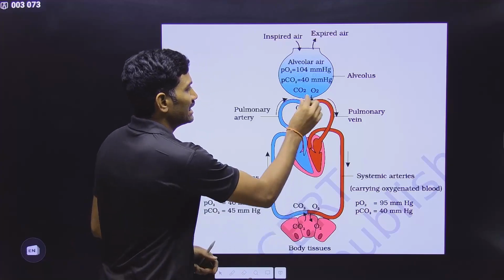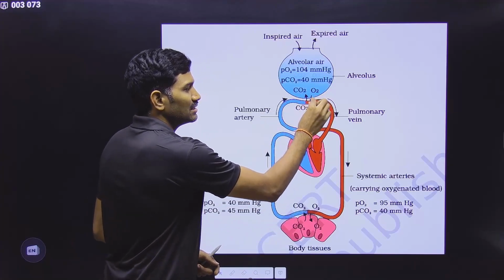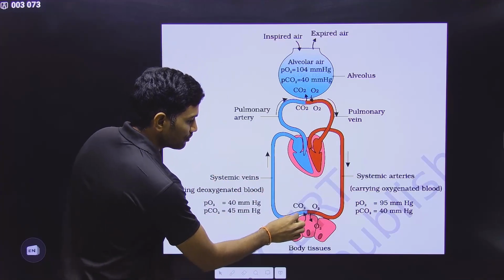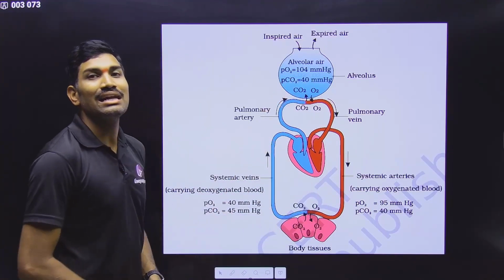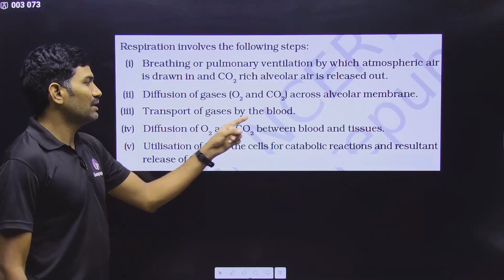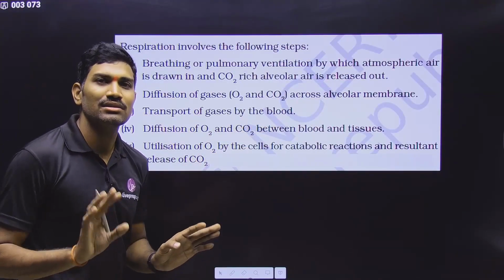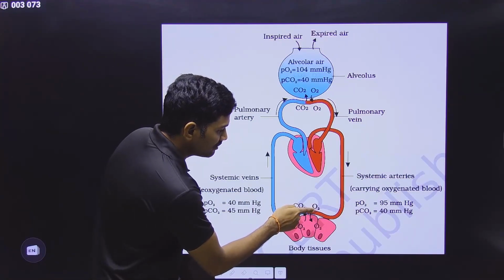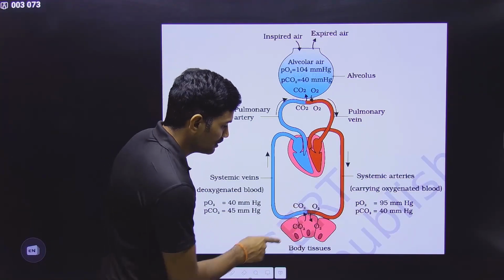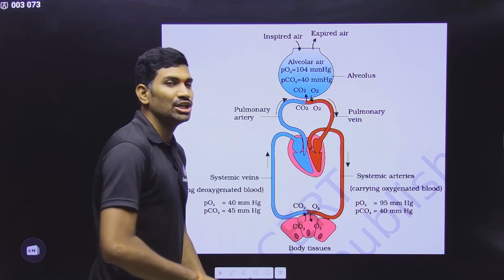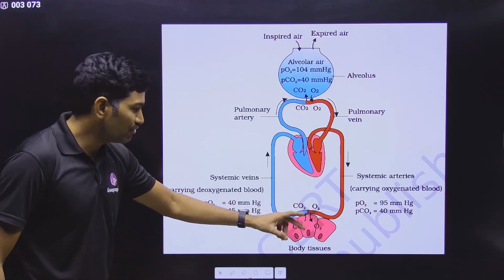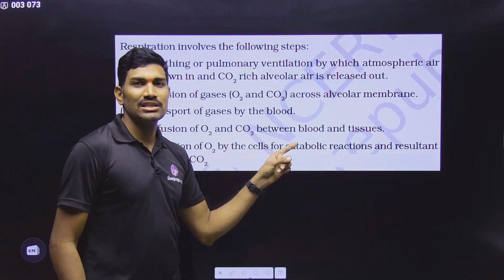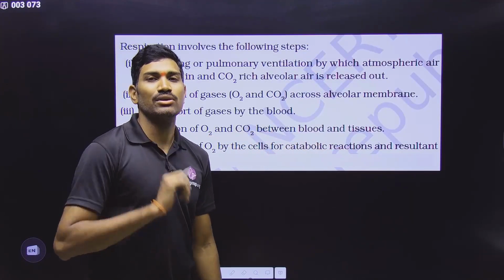Next point they are saying is transport of gases. That means oxygen from the lung is carried to the body parts and CO2 from the tissues is transported to the lungs. This is the third step, transport of gases by the blood. Fourth step, at the tissues what is happening? Oxygen from the blood is going into the tissues. CO2 from the tissues is coming into the blood. That means exchange, diffusion of gases at the tissues, between blood and the tissues. This is the fourth important point.